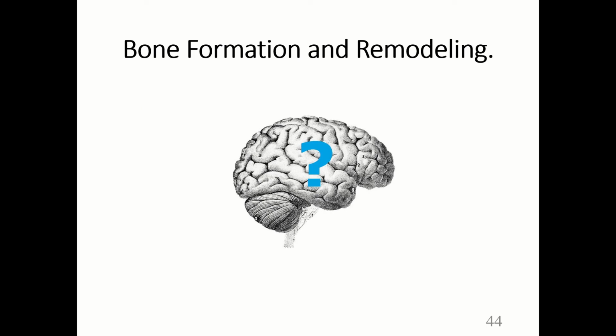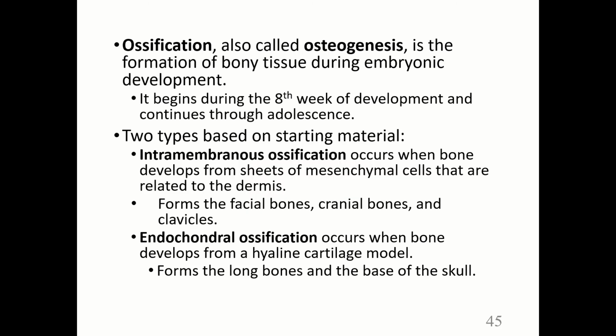All right, time for physiology. Let's take a look at bone formation and remodeling. Ossification, also called osteogenesis, is the formation of bony tissue during embryonic development. It begins during the 8th week of development and continues through adolescence. There are two types of ossification based on the starting material: intramembranous ossification and endochondral ossification.